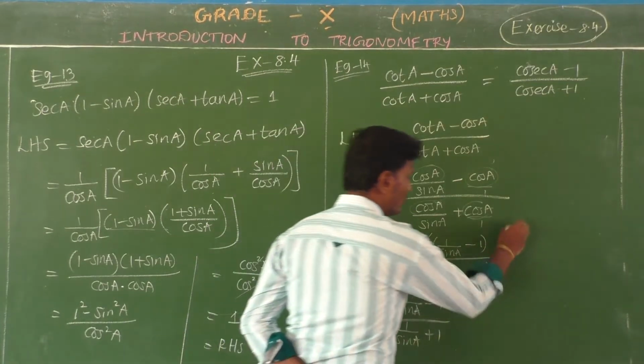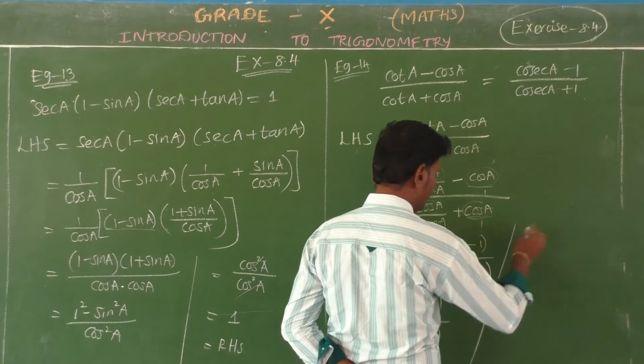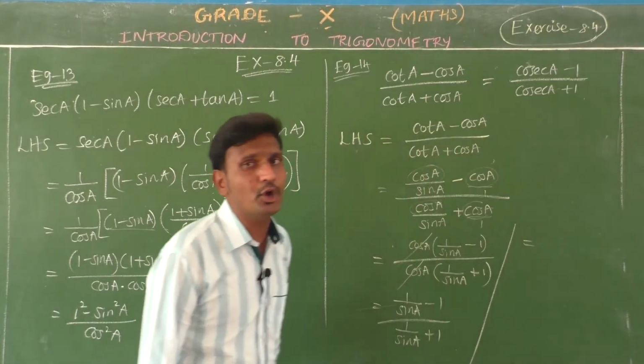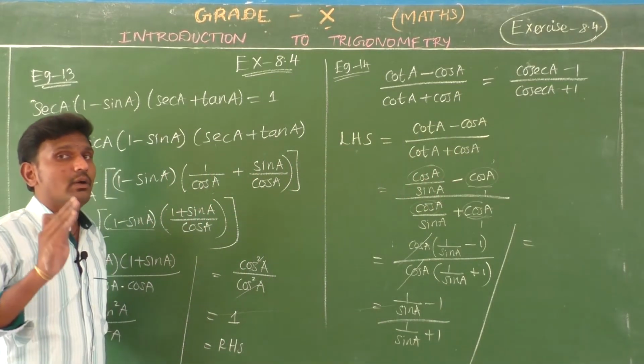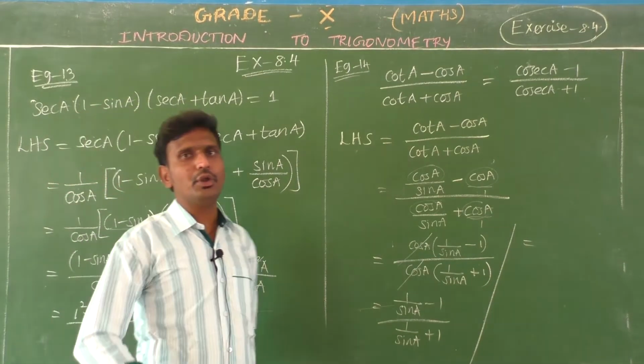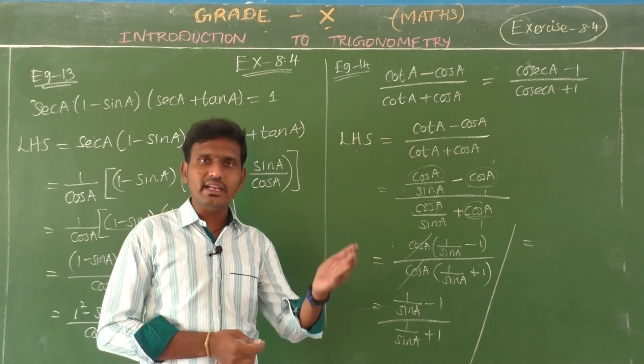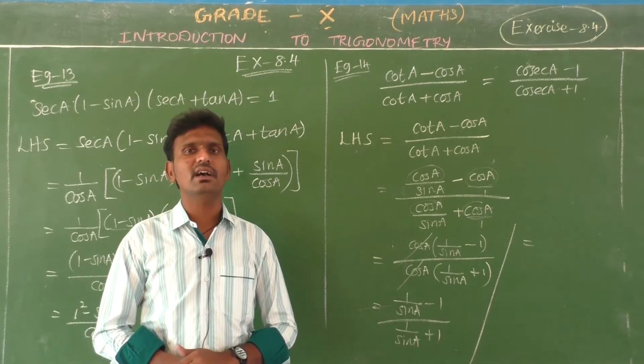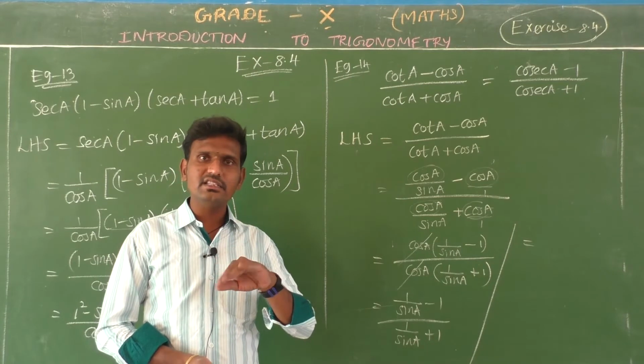Yes, students? Okay. Now 1 by sin A, already you know what 1 by sin A is. 1 by sin A is equal to cosecant A. Already I told you the reciprocal relation: sin theta is the reciprocal of cosecant theta and cosecant theta is the reciprocal of sin theta.